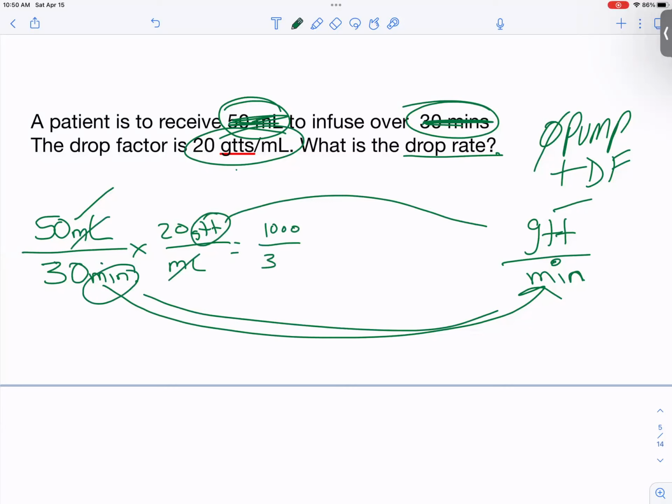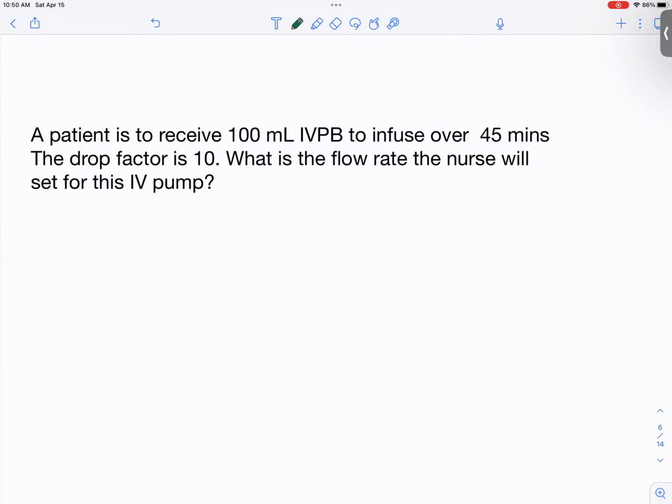So 50 times 20 is 1,000 and 30 times 1 is 30, and that will give me 33.33. I cannot split a drop. So 3 is not 5 and up. So I'm going to count 33 drops per minute. Beautiful. Do this one. All right, let's do it.